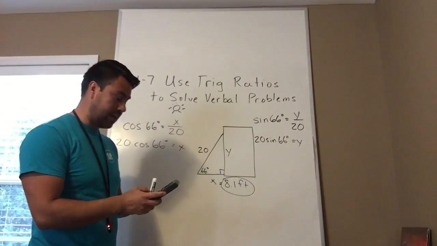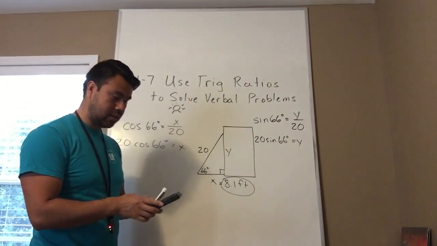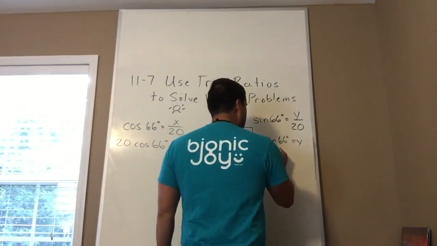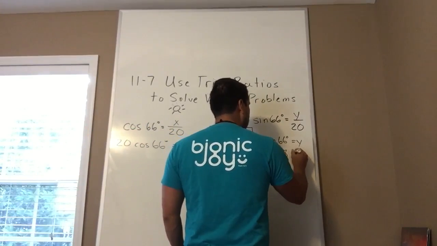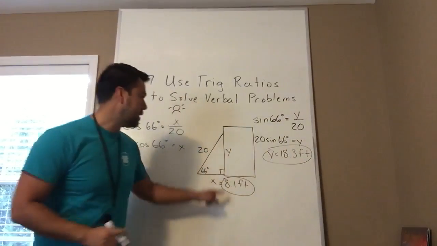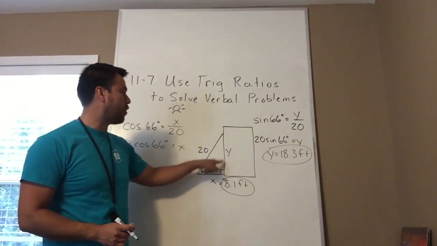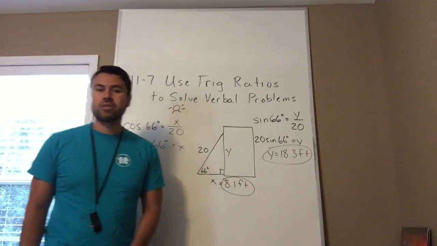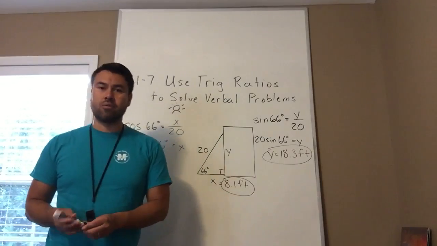20 times the sine of 66, 18.3. y equals 18.3 feet. So that tells me how far up the house the ladder will go and how far I can go from the base to the house. So I can solve multiple parts of a right triangle.